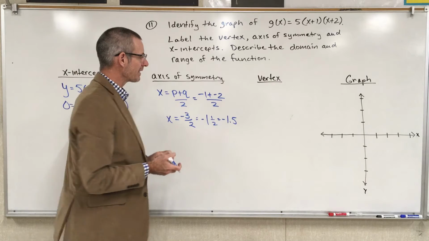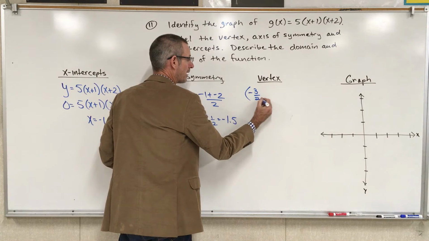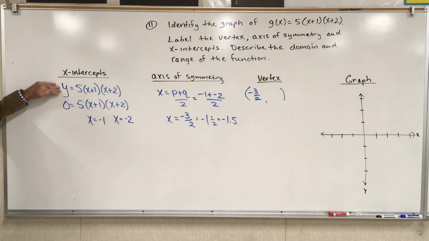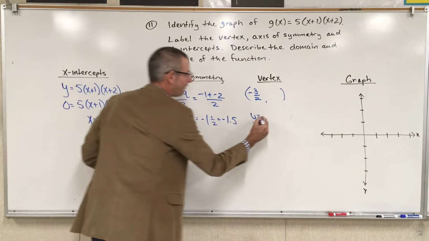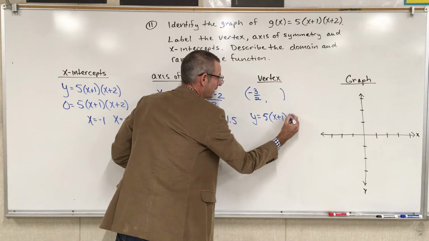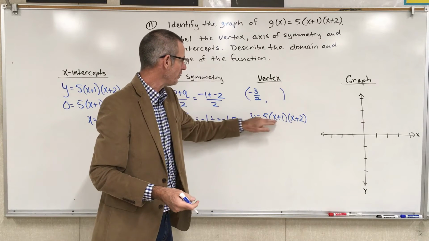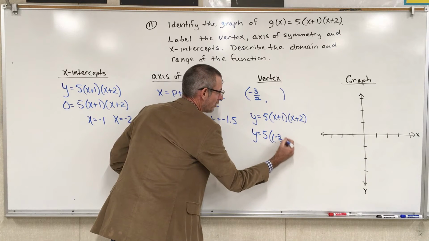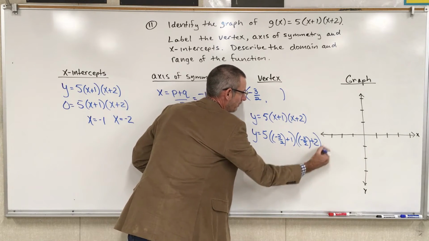Now, to find my vertex, I already know that my x-coordinate is -3 over 2. I just need to find the y-coordinate of the vertex. So I'm going to go back to my equation where I wrote it with a y instead of in function notation. I have y equals 5 times x plus 1 times x plus 2. And now I know that my x value is -3 over 2. So I'm going to write y equals 5 times -3 over 2 plus 1 times -3 over 2 plus 2.